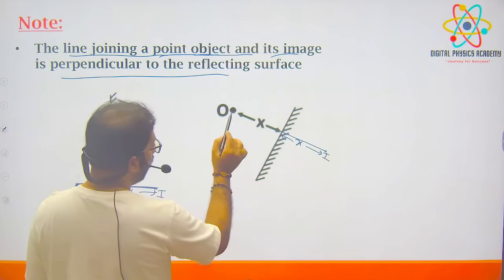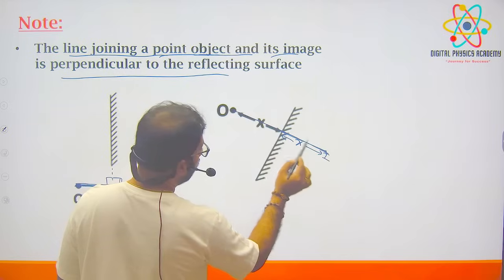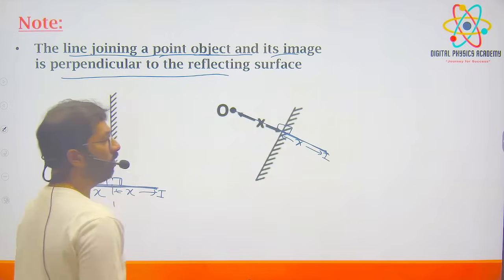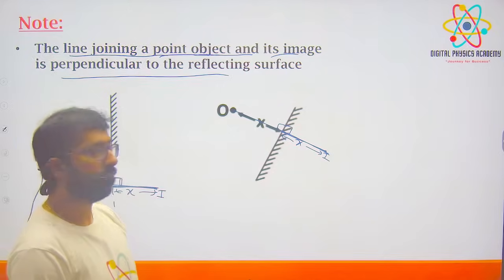And what is the concept? The line joining the object and the image is always perpendicular to the surface. That is the concept you have to understand in a plane mirror.